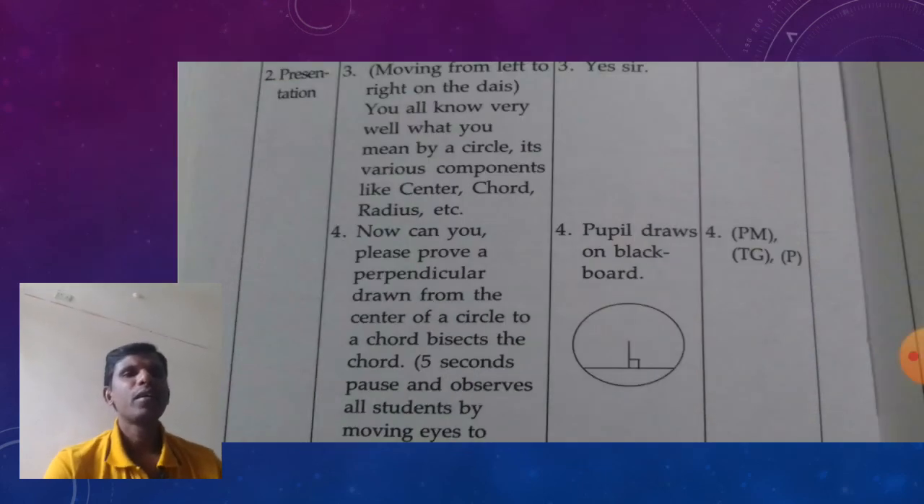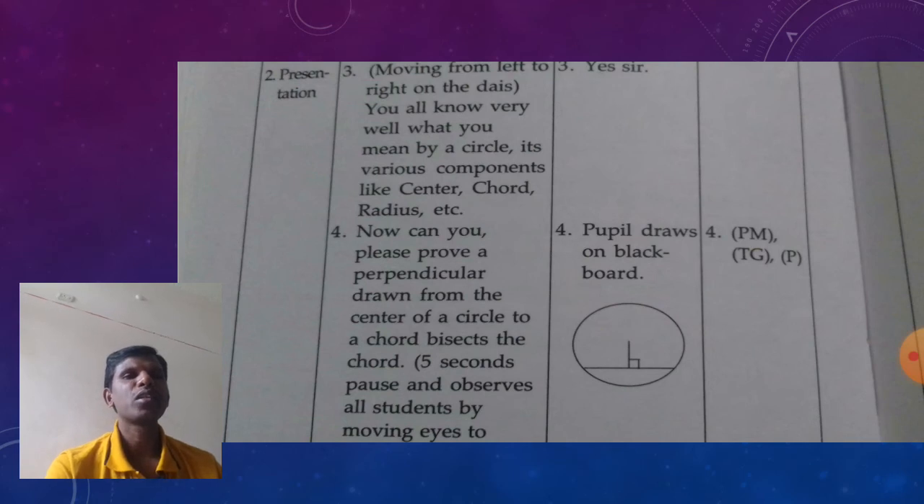Then after moving from left to right, this is the fourth one. Now you can see, please prove that a perpendicular drawn from the center of a circle to a chord bisects the chord. The teacher draws on the blackboard a circle, a chord, and whatever it may be. Five seconds pause, and she observes all the students by moving her eyes.